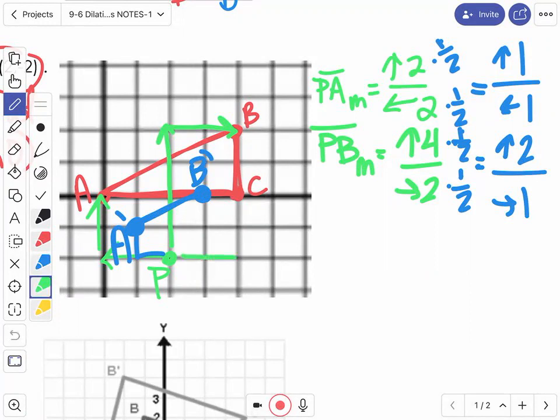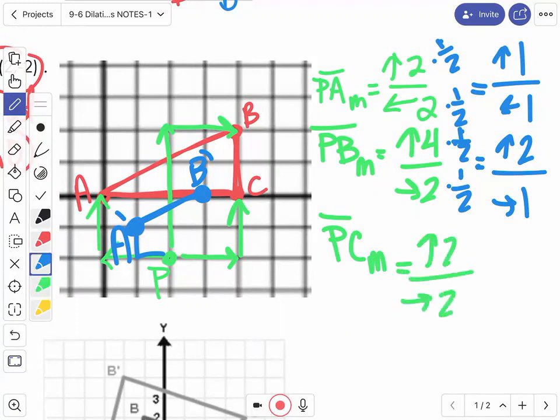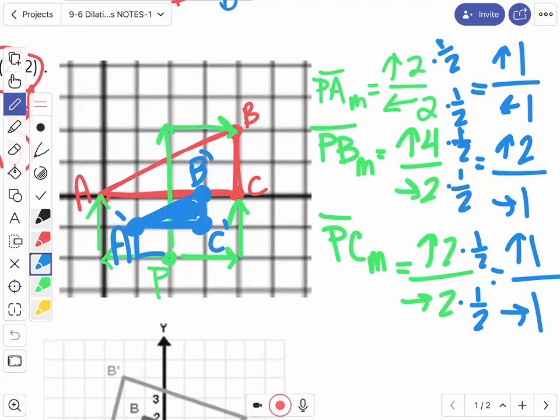Now let's do C. So I'm having right 2 and up 2. So up 2 and right 2. Both of these times a half. So instead of up 2, 2 times a half is a 1. Keep the up. 2 times a half is a 1 for the bottom. Keep the right. And so there is my new C for C prime. And so now we can see our triangle, the new one that we just drew, it is in fact smaller, a reduction of the original.